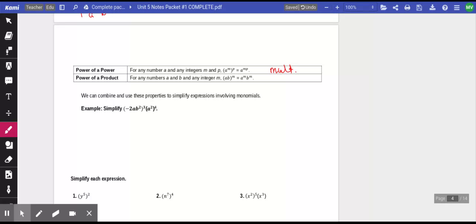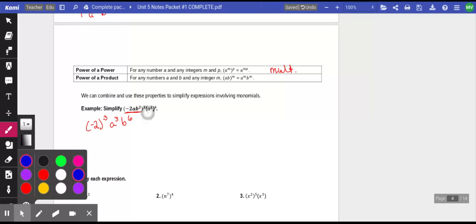So if I look at my example problem here, I have (-2ab²)³. So what that means is I'm going to raise that first part to the 3rd power. So I do (-2)³, and it's important you keep the parentheses around the -2, a³ b to the 6th, because I multiply. Then I do the second part there, which is a² to the 4th, which is a to the 8th, because I keep the base and multiply the exponents.